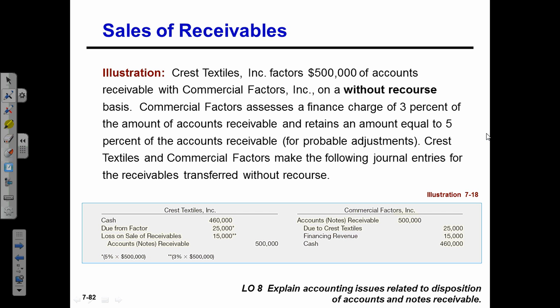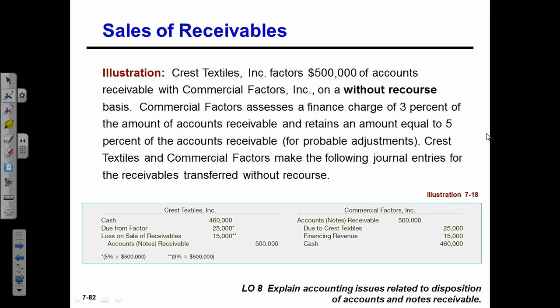Now here's the deal. If the factor, Commercial Factors, collects this 25, they'll give it to us. If not, they don't have to give us anything. Is it kind of like a replacement for an allowance for doubtful accounts? Kinda, yeah, we're still on the hook for it. But it's not an allowance for doubtful accounts because we don't have receivables anymore. So they call that a due from factor. I have a receivable from these guys for the $25,000.